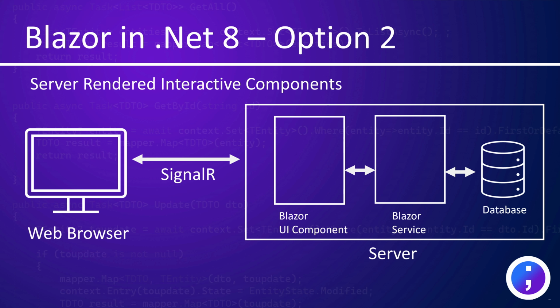Your second option is to use server-rendered components. This is similar to Blazor Server in the prior versions, and it uses SignalR to communicate back and forth between the web browser and a representation of your Blazor components that are kept on the server. So in this case, the server components can interact directly with services running on the server, and then user interface changes only are transmitted back and forth via SignalR as a response to user input in the web browser.